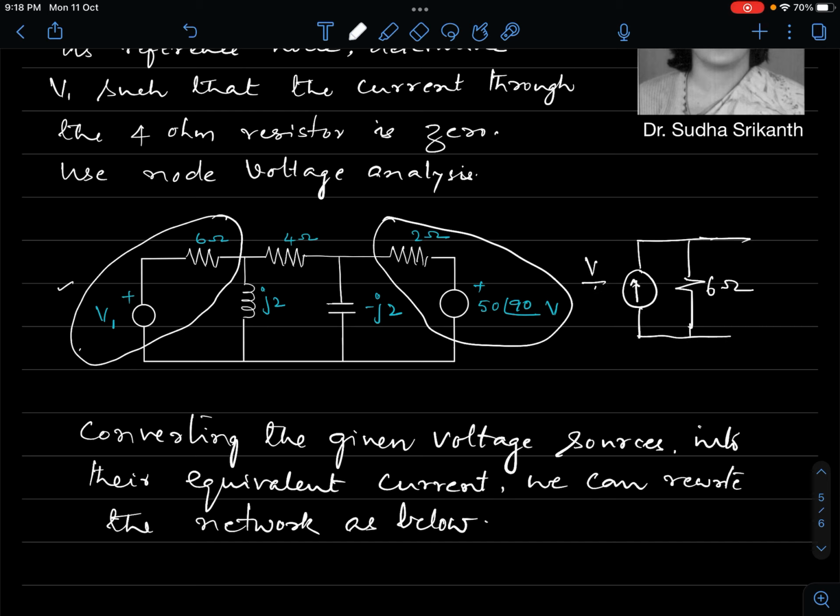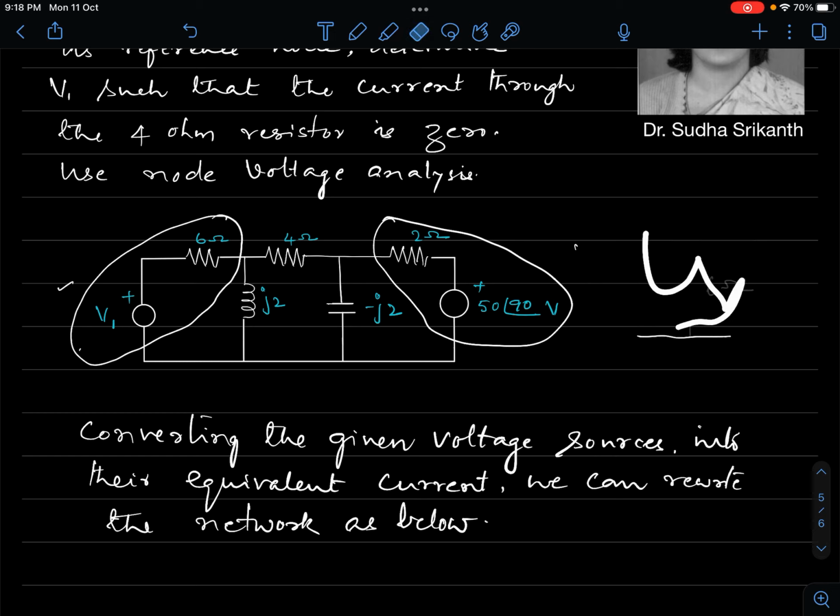This is V divided by 6. It is simple Ohm's law. The current is equal to the voltage divided by the resistance. So V divided by 6 amperes of current. This current source will pump in the direction of the arrow, and 6 ohms will come across the source. Similarly, we will convert the 50 volt source as well. Okay, so we will rewrite the network.